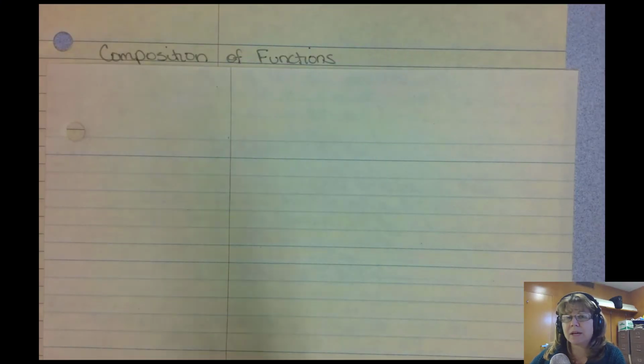Let's step away from combining functions with addition, subtraction, multiplication, and division and move on to composition of functions. That means that a function is going to be inside a function, and order is going to matter a lot here.